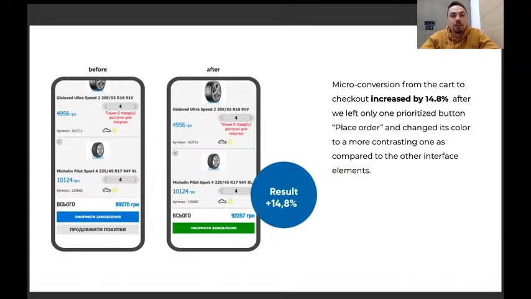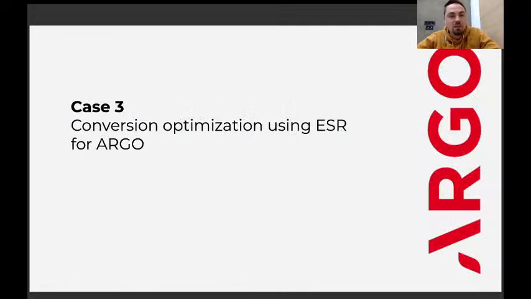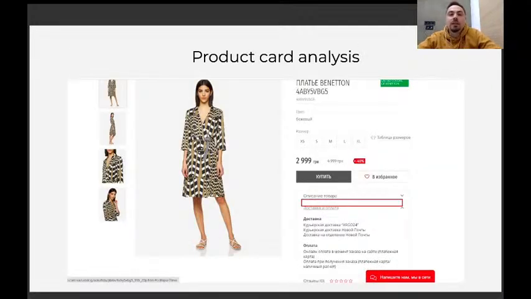Okay, and the final case for today is conversion optimization using ESR for ARGO. ARGO is one of the distributors of good brands. For example, Benetton, Pepe, Say, Jack and Jones, Mango, and etc. In Ukraine, of course. And it's a very famous clothing company. And what did we do for this? First of all, we analyzed the product card and realized that it had a lot of problems with the structure of the button and others.